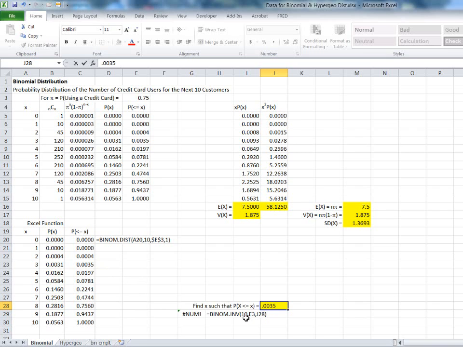So if I use this command, binom.inv, I've got the number of trials, I've got the probability of success, and I've got my cumulative probability, 0.0035. Since I'm using an exact number here, it should come out exactly at 3. We won't really do much with this, but I just wanted to let you know it was there.